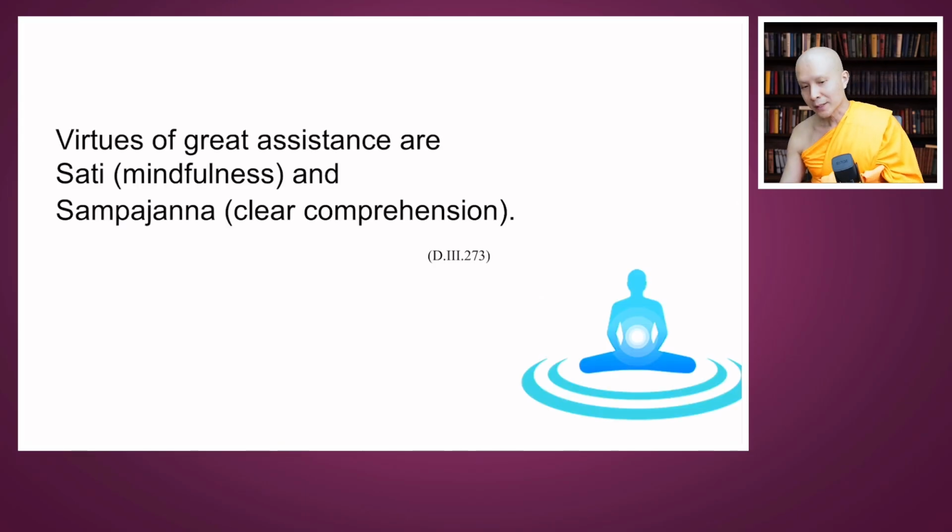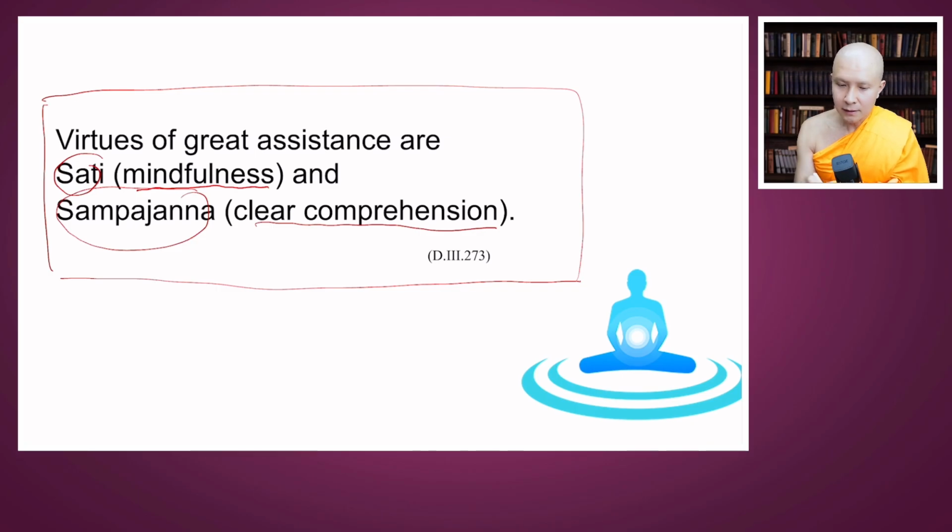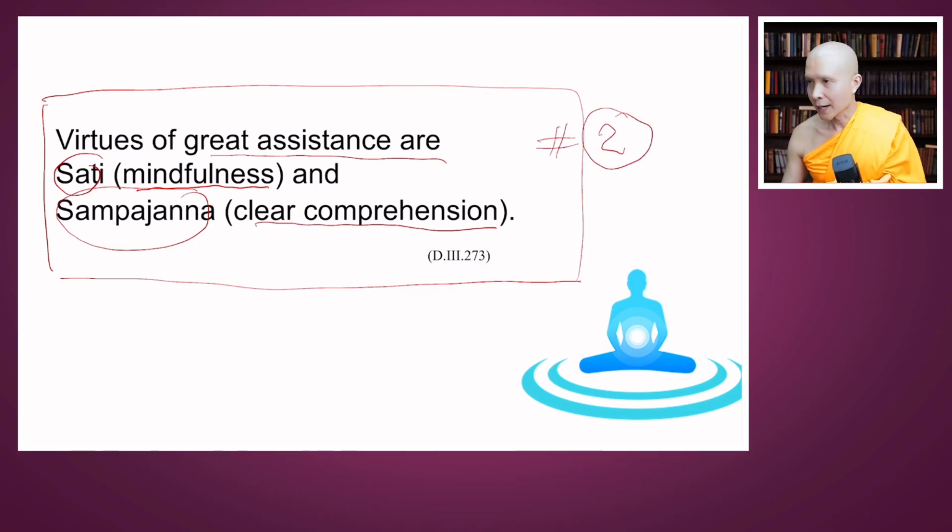Now we move on to the second one, which is the Chakka 4, right? But before we go to the Chakka 4, or the Dhamma that leads one to prosperity, we learned this one from the first week, first lecture. We learned Sati, translated as mindfulness, and we learned Sampajanna, translated as clear comprehension. This is considered a virtue of great assistance in the group of two. There are not just these two Dhammas that are considered great assistance, or Bahukara Dhamma. There are many of them.